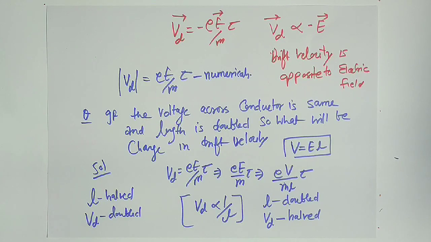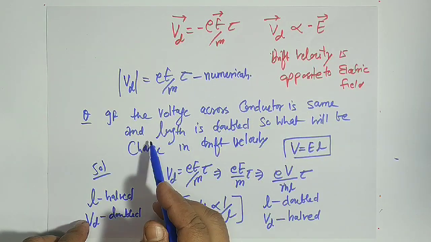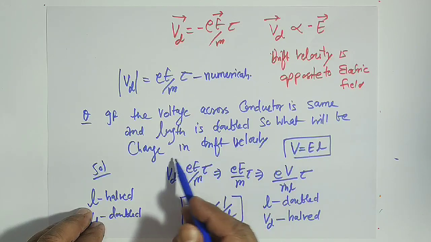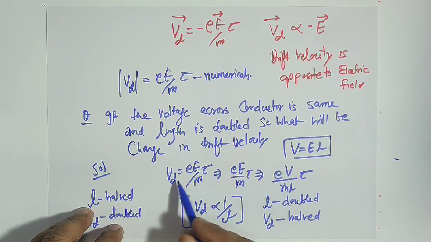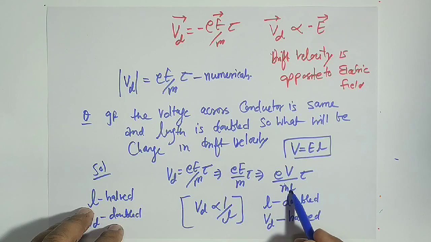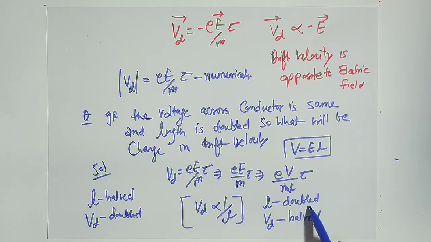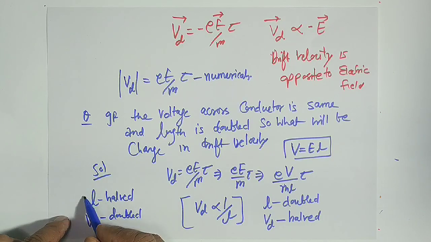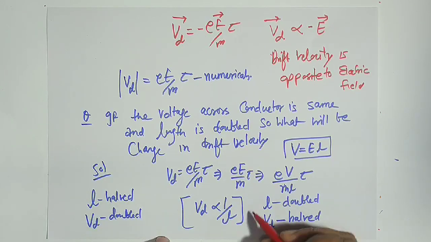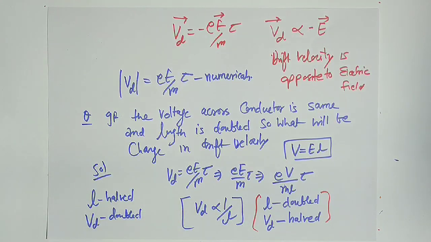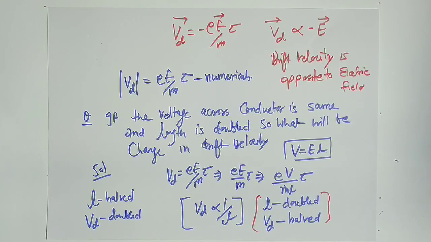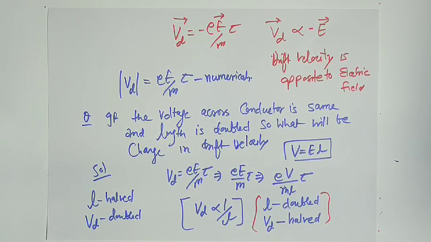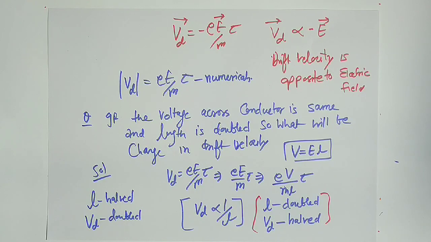So this is how we can explain the drift velocity. If the voltage across the conductor is the same and length is doubled, what will be the change in drift velocity? V is EL, Vd is eE by m, we can replace by eV by mL into tau, and Vd is inversely proportional to length, so length doubled, Vd halved. And if length is halved, Vd will be doubled. So today we have discussed current, the introduction to the chapter, how the current came, what is the role of the electric field, and how the drift velocity exists. Okay, thank you, and regularly watch my videos.